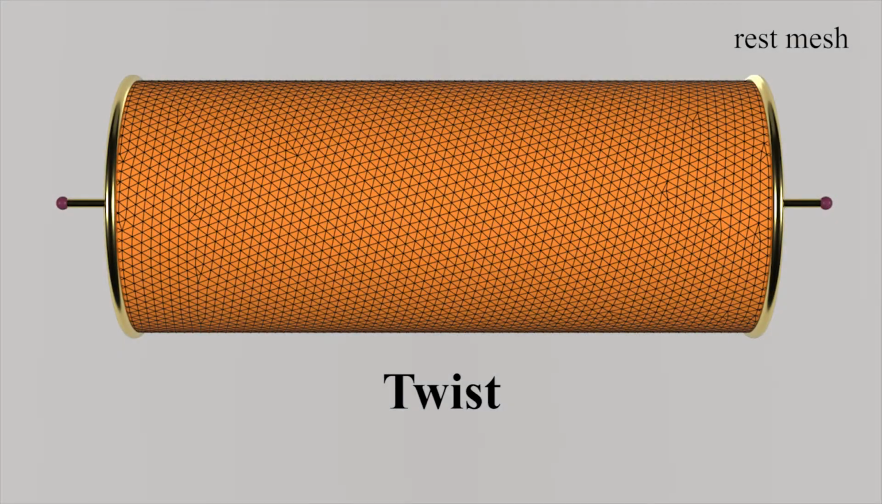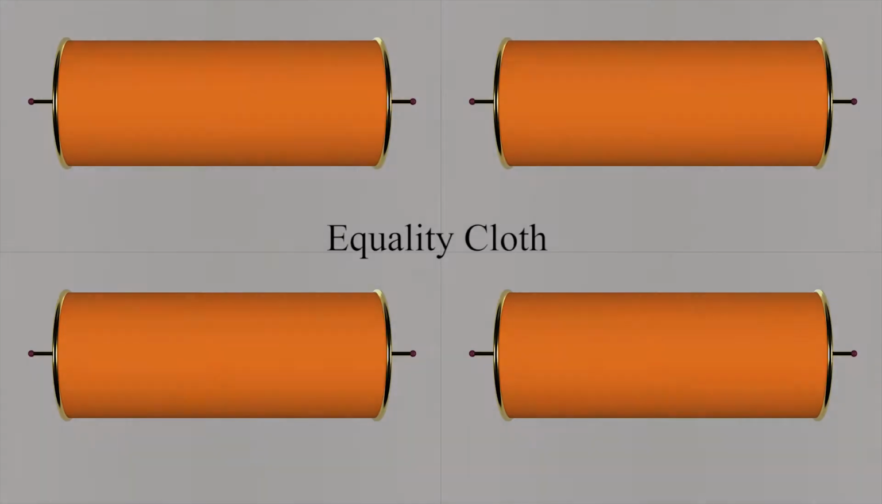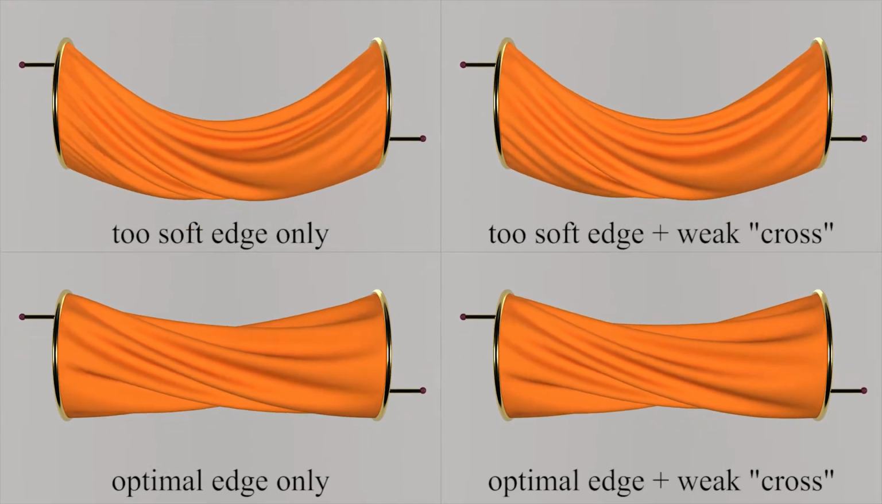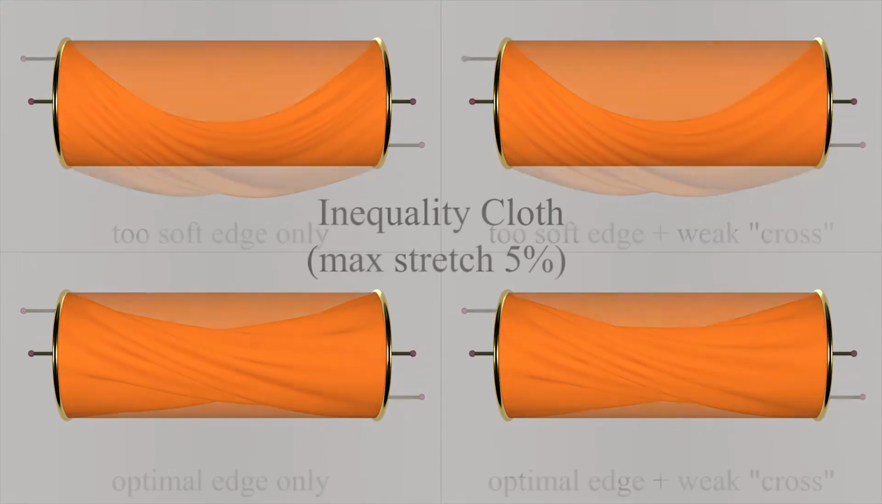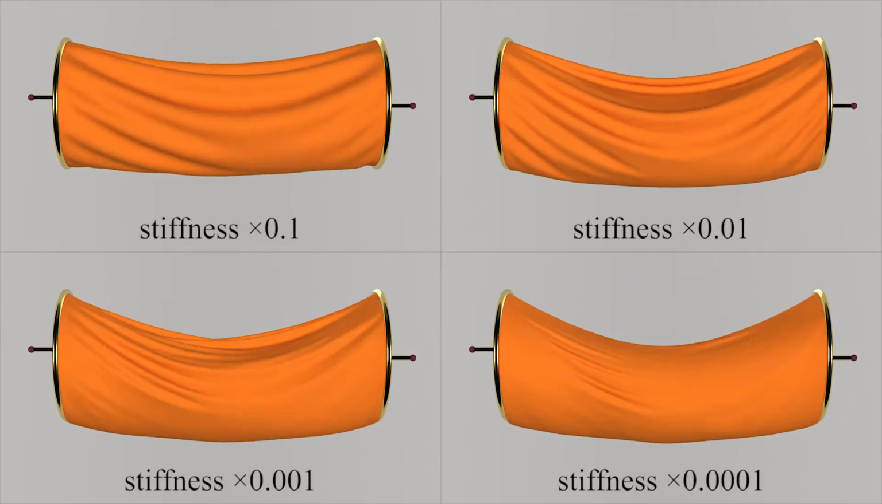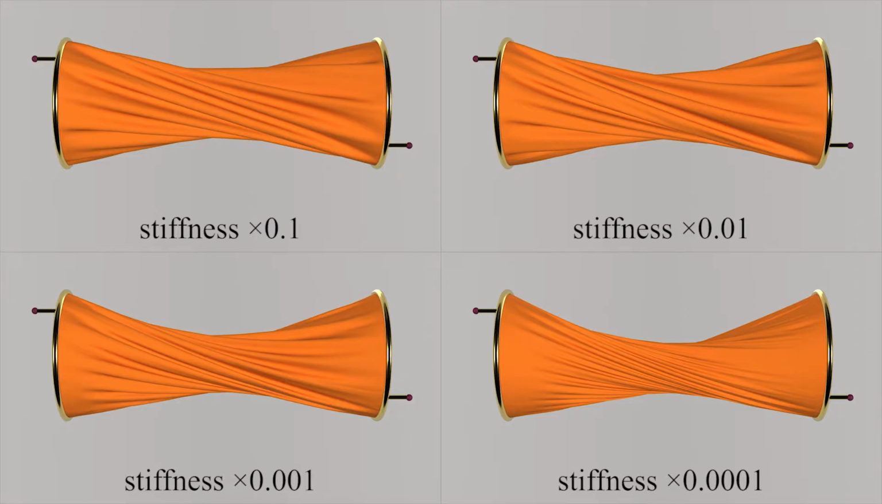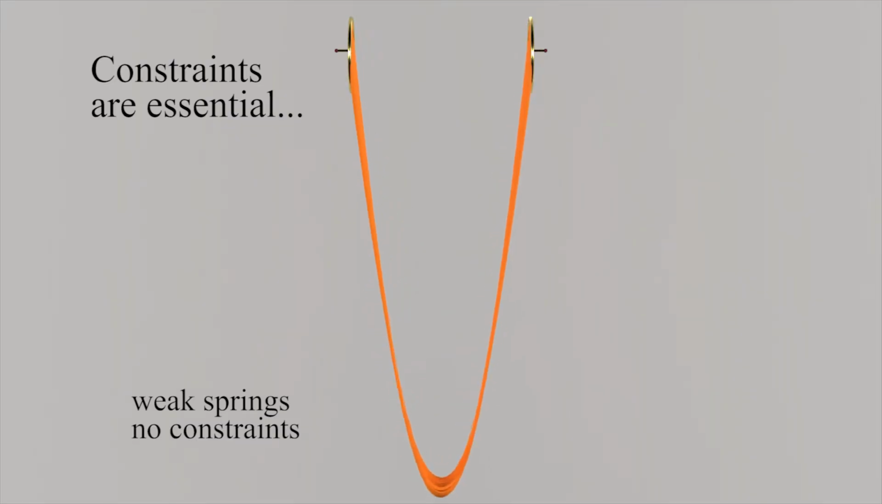The twist example further shows the flexibility of our inequality cloth model. The equality cloth can only produce a limited number of wrinkles without sagging too much, with or without cross springs. But our inequality cloth can produce different wrinkle frequencies depending on the desired bending resistance. To give a sense of how weak the edge and cross springs are in the lower right corner, see how much the cloth drops without the constraints.